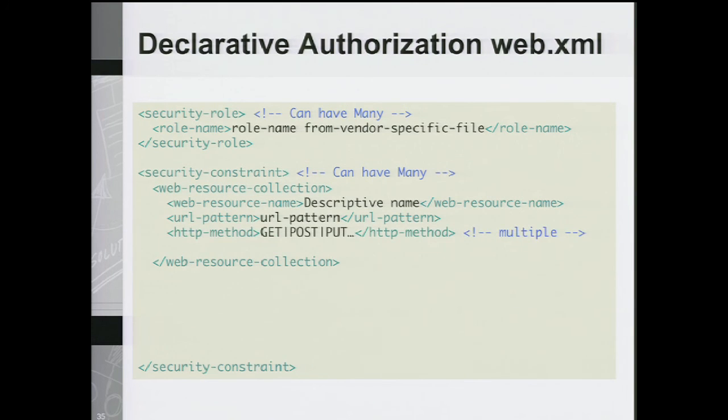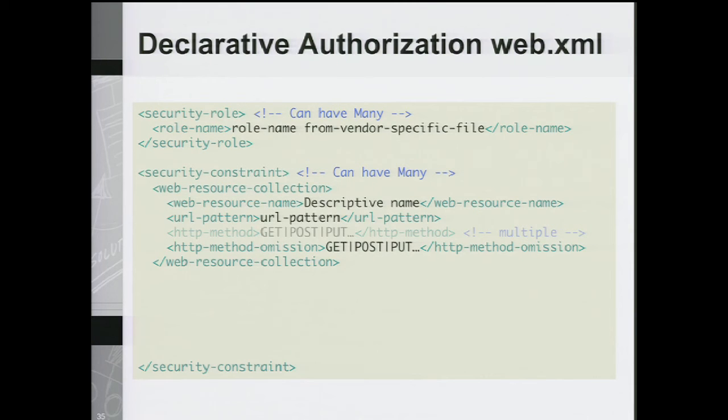Once you have the URL pattern, by default, if you don't specify any HTTP methods, then all the methods are applied within this web resource collection. But if you specify one or more of the HTTP methods, then only these methods will be protected by this authorization constraint. You can specify one or more of these: get, post, put, options, trace, anything that you want. Or you could specify HTTP method omission. What happens here is that only these methods will not be protected and everything else will be protected.